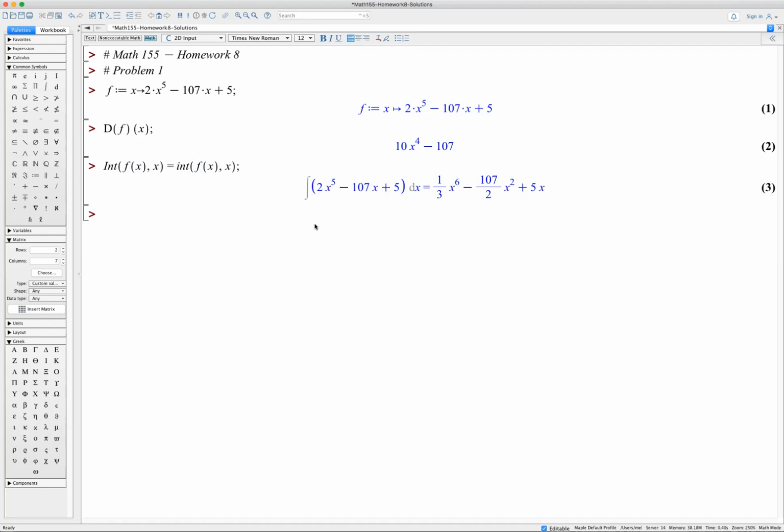Let's see. I don't need to do them all, just do a couple. So suppose f is this trigonometric function. X goes to, well, I'll do them all. 2 times x to the 5th minus 107 times x plus 5. I put parentheses around this so that when I divide, that whole thing becomes the numerator, x cubed plus x plus 7.